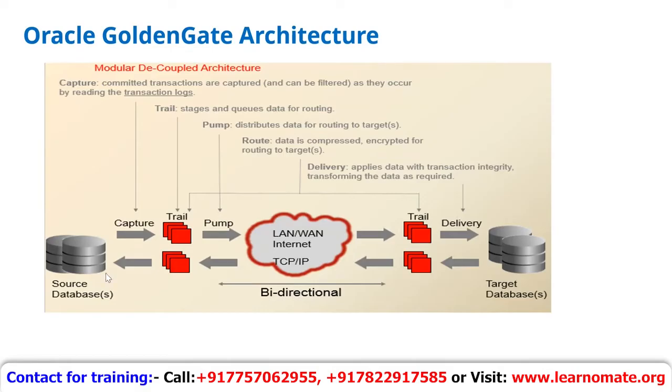The extract process source is transaction logs and target is local trail. Pump process source is local trail and target is remote trail. The replicate process source is remote trail and target is target database.